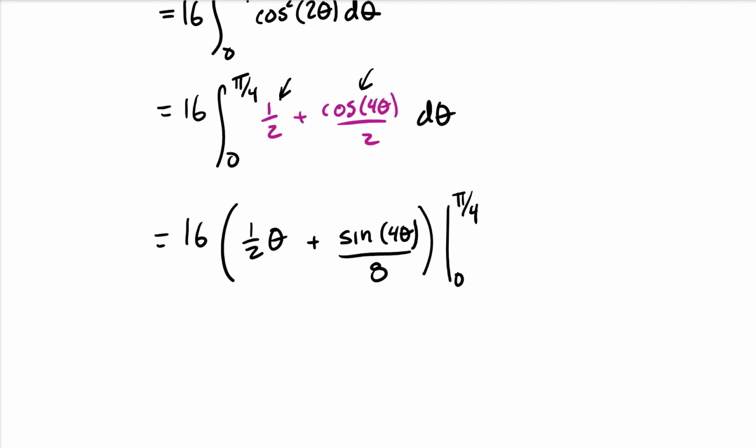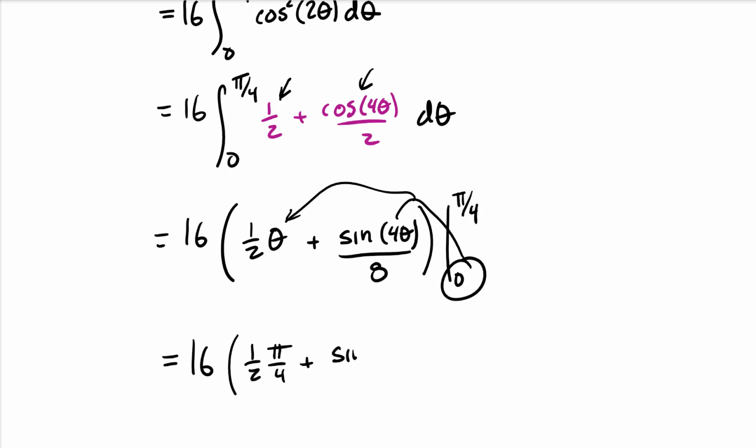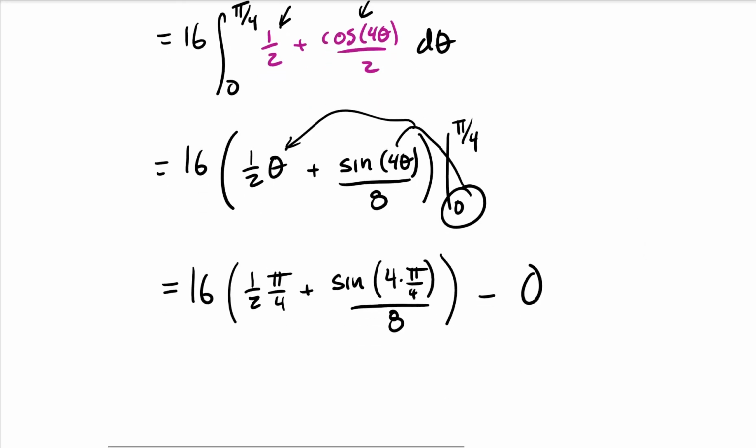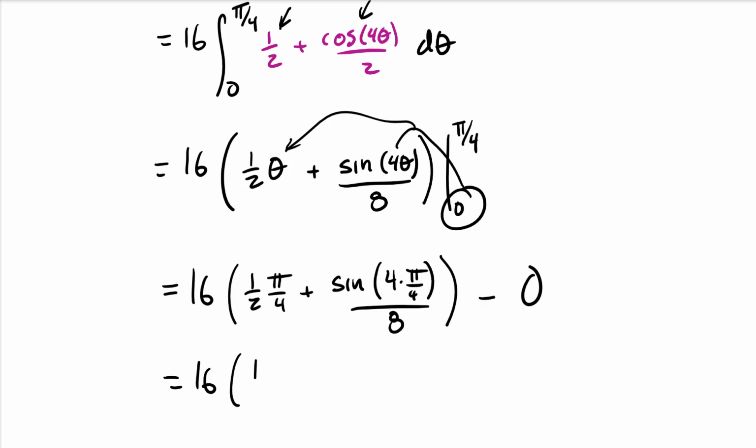Now let's place everything in where they go. So beautiful. We have a 0 right now. See that 0? Sine of 0 is 0. So all we got to do is plug in that pi over 4. So we get 1/2 our pi over 4 plus sine of 4 times pi over 4, minus 0. So we have 16 times pi over 8 plus, well, those go away, just leave you with sine of pi, and sine of pi is 0. It's just 2 pi. And there's our solution.